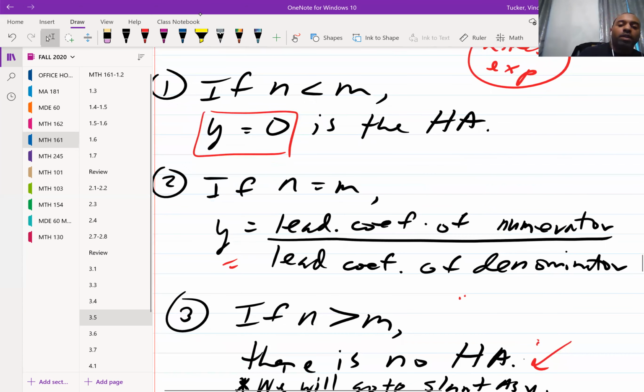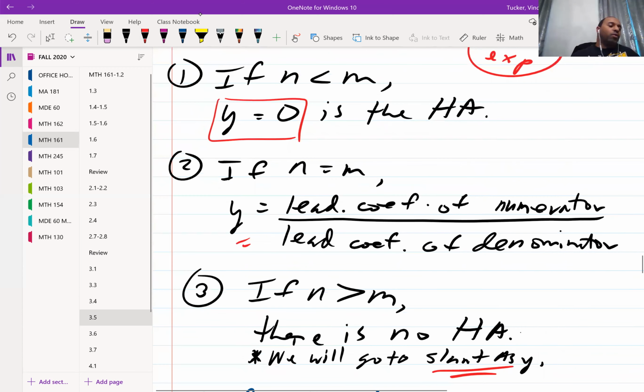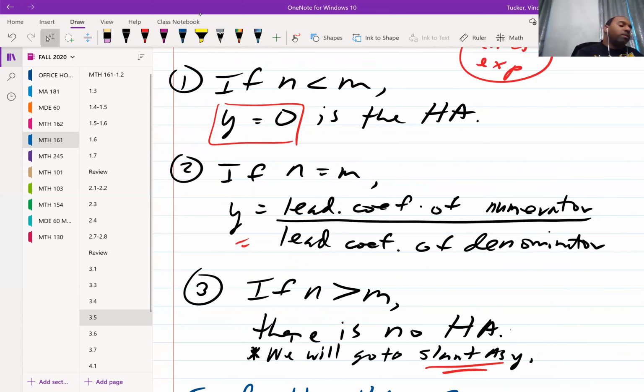And then if n is greater than m, there is no horizontal asymptote. And notice that means we're actually going to go to your slant asymptotes. Right, so those are the three conditions for horizontal asymptote that you guys copy it.